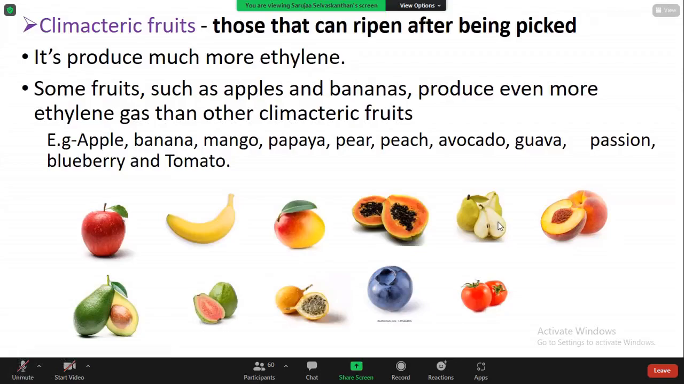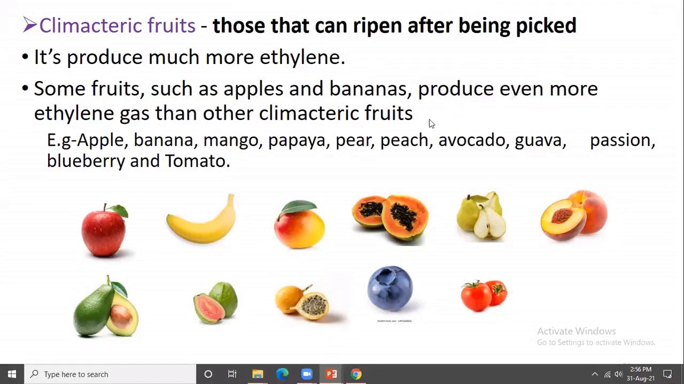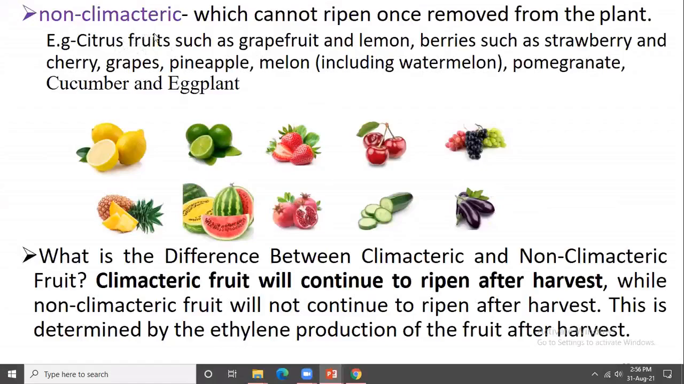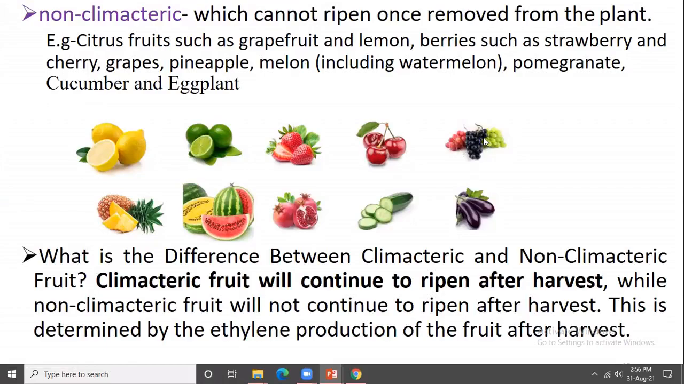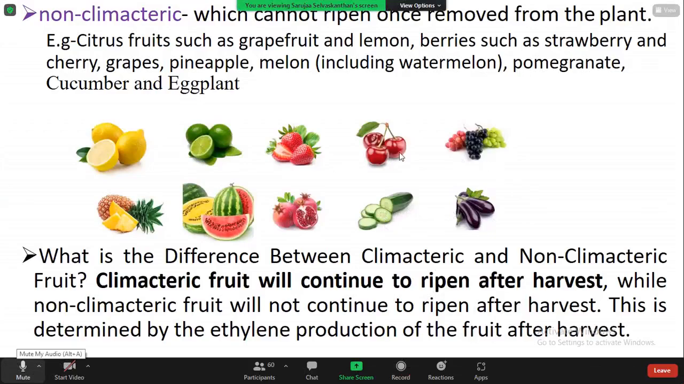Climatic fruit means it ripens after being harvested or picked. But non-climatic fruit does not ripen after harvesting, which means it cannot ripen once removed from the plant. Examples are citrus, lemon, strawberry, grapes, pineapple, watermelon, pomegranate, cucumber and eggplant. These are the non-climatic fruits.